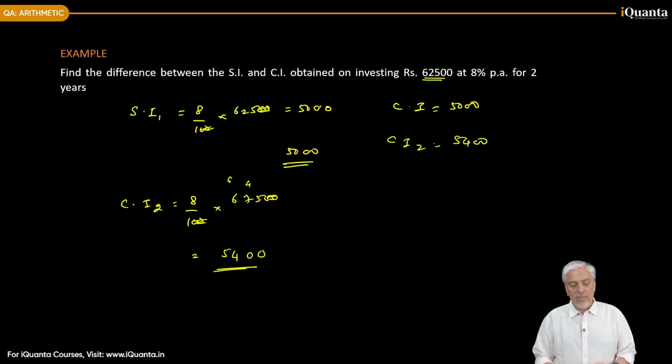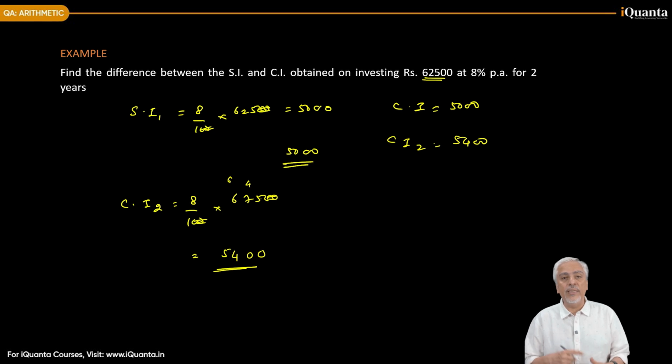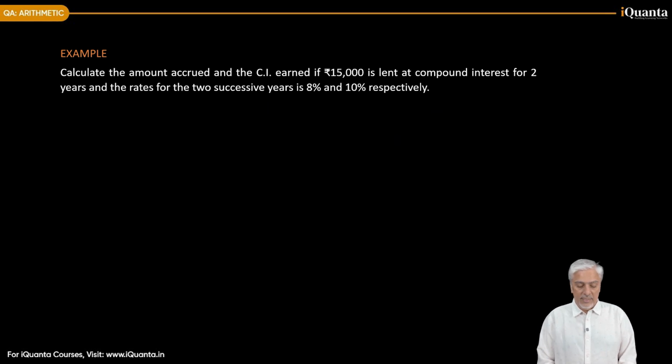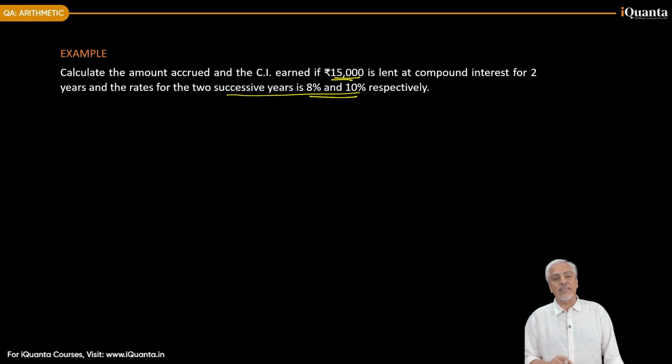Is that clear? Obviously, as I said, I'll be doing a completely separate video on this part where we will be talking about difference, where I'll give you a formula. I'll teach you how you can use successive percentage change and a lot of different approaches. Let's see the last example for this topic. Calculate the amount accrued and the compound interest earned if rupees 15,000 is lent at compound interest for 2 years at two different rates, one at 8% and one at 10%.